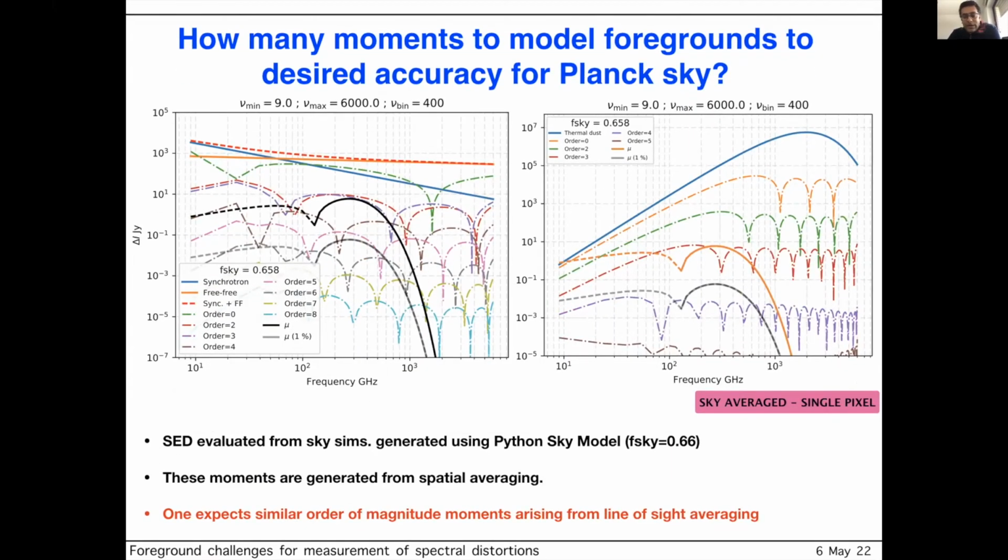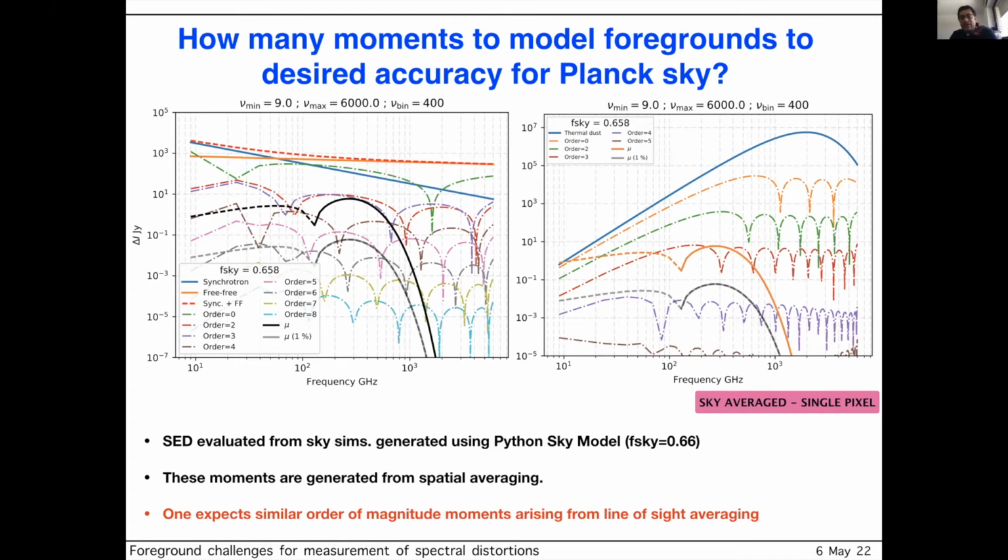Well, now here I'm showing you an example of what you do. What is done here is you take the ISM and you find out what the average sky SED is by masking 30% of the sky and averaging the SED over the remaining 65% or so. And in the figure on the left, we've included both the synchrotron and free-free, and on the right is the dust component.